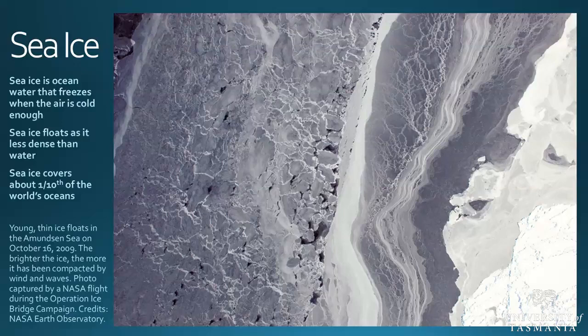Sea ice is very different from ice shelves, which are formed by glaciers and flow into the sea. Ice shelves are up to a kilometer thick. Instead, sea ice is usually less than a few meters thick, about our height.